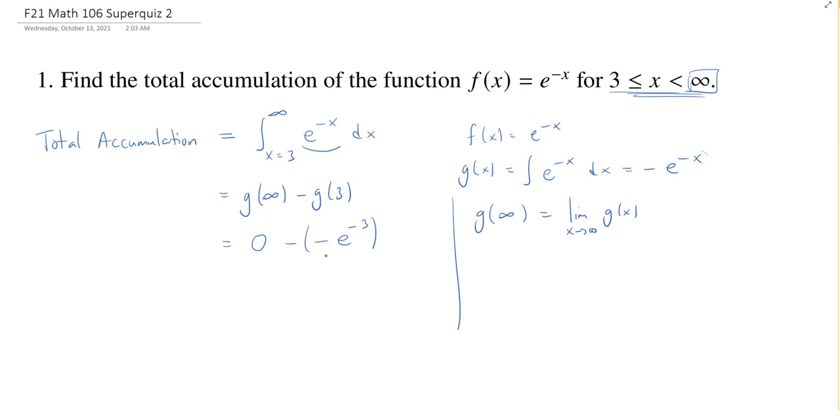Okay, it's very important here I use these parentheses so that I don't forget to include this extra minus, right? Once you write it down the first time, you say, oh, look, minus e to the negative 3, hey. But you really want a plus here, right? Because it's minus minus. So we end up with e to the negative 3, or if you prefer, 1 over e cubed, as your total accumulation.